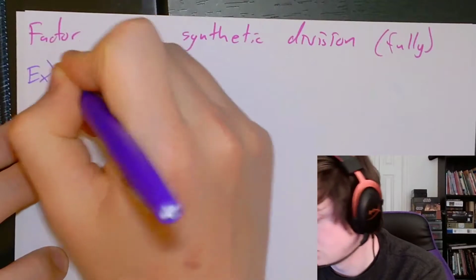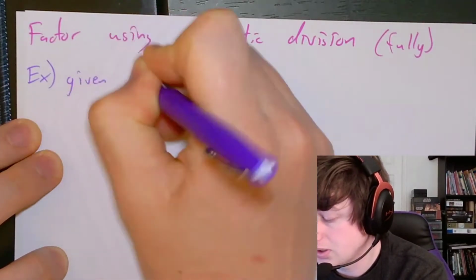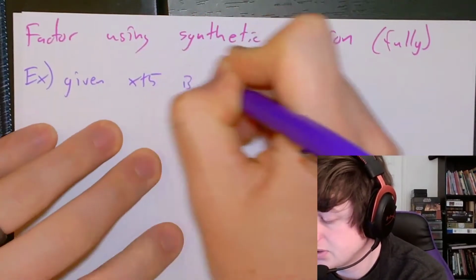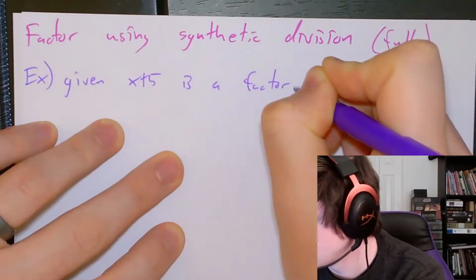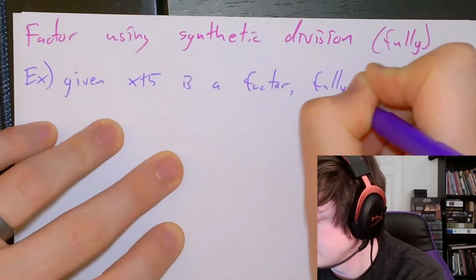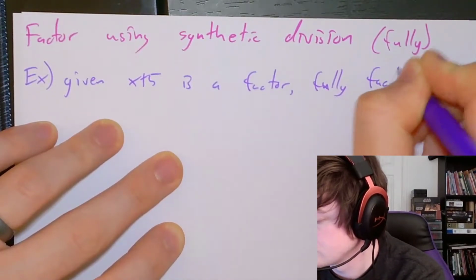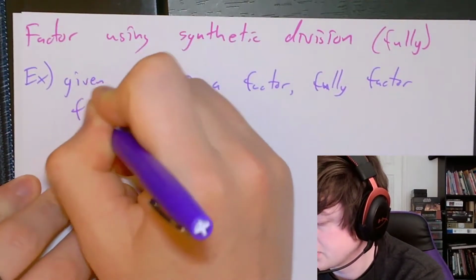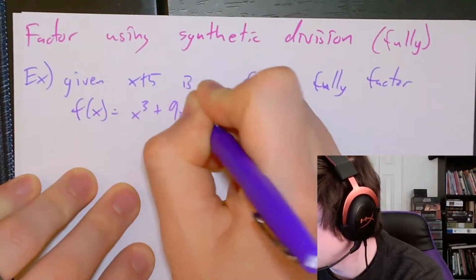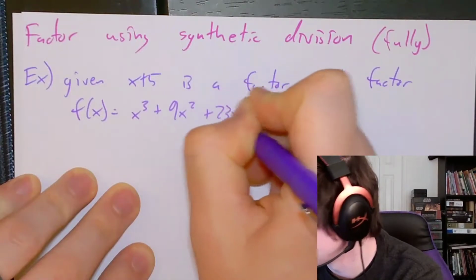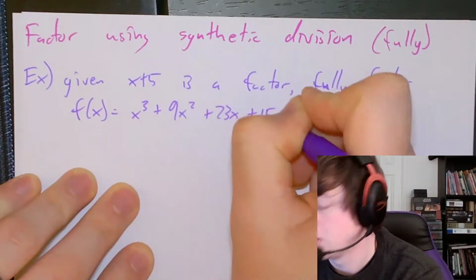But given x plus 5 is a factor, fully factor f of x equals x cubed plus 9x squared plus 23x plus 15.